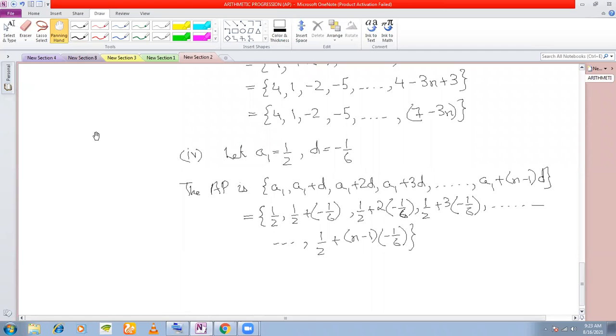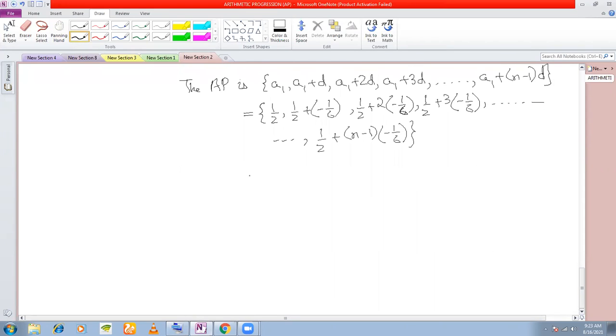Now you simplify this. You get half minus 1/6. Second term. What is the third term? Half minus, this will cancel here 3 times, so you get half minus 1/3. Again, this will cancel twice, so you get half minus half, and so on till half, and here you get minus 1/6 n plus 1/6.